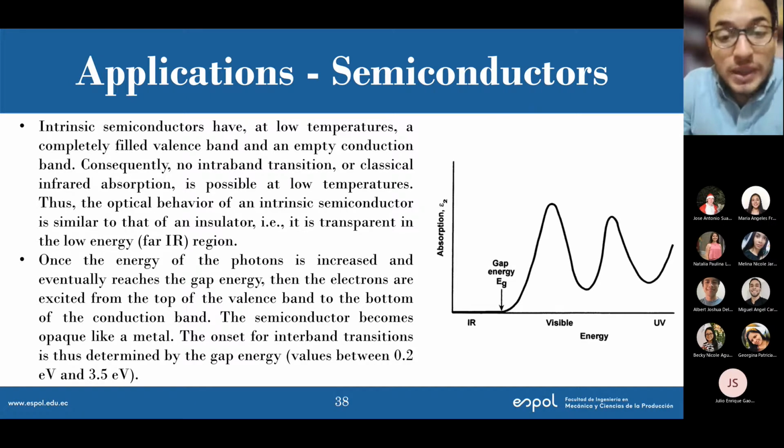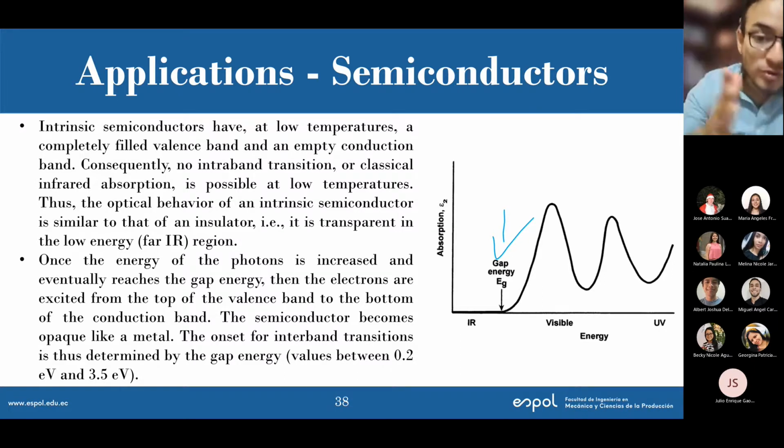Once I increase the energy of photons and eventually reach the gap energy, I start exciting electrons from the top of the valence band to the bottom of the conduction band. The semiconductor becomes opaque, it behaves like a metal, and then you will start seeing absorption peaks due to interband transitions and also intraband transitions. Okay, and so now you can see in the visible and the UV range, you can see the peaks. And then, obviously this will depend on the semiconductor.